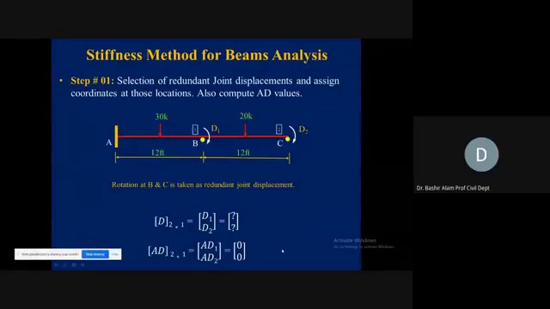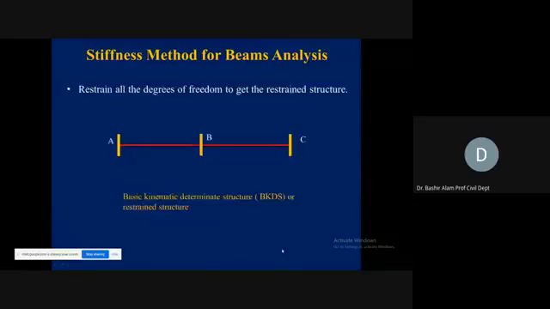The AD matrix is generated now, and in step 2 we will be generating the ADL matrix. So first we need to make this structure a restrained structure. Right now it is not restrained, at B it is not restrained, and at C it is not restrained. And what will we be restraining? We will be restraining rotation at B and rotation at C. So in the next slide I am showing the restrained structure.